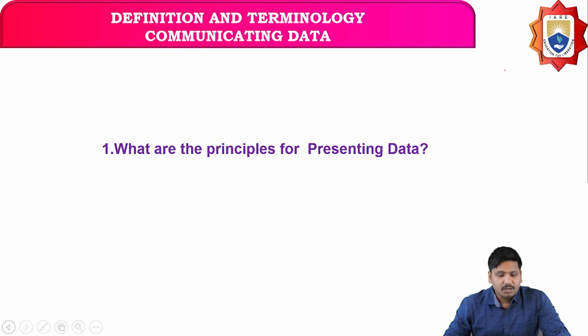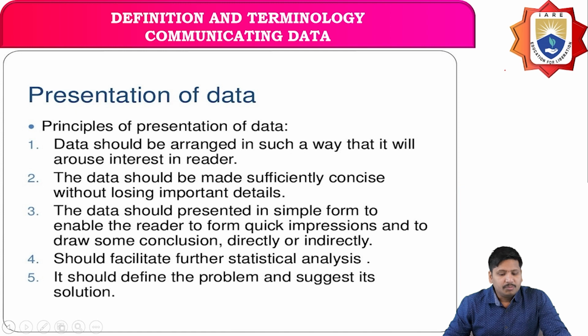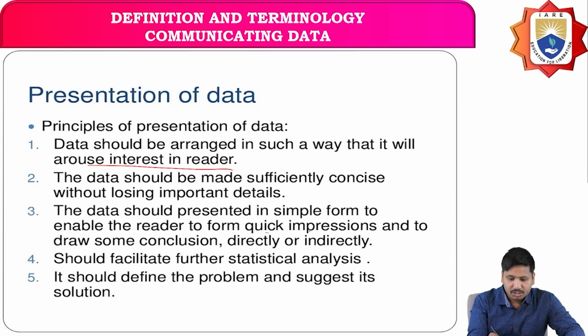So, that is the first one. For that, the principle should be that the data should be arranged in such a way that it should be able to create some interest in the reader, and the data should be sufficiently concise without losing its important details. And data should be presented in simple form to enable the reader to get quick impressions and to draw some conclusions directly, indirectly, and should also facilitate further statistical analysis and should define the problem and suggest the solution.